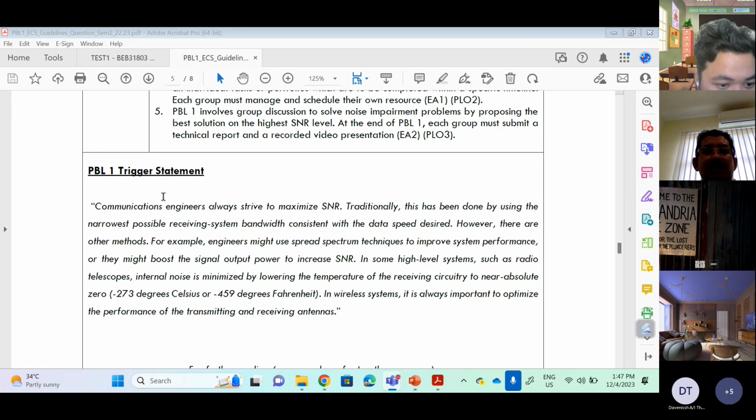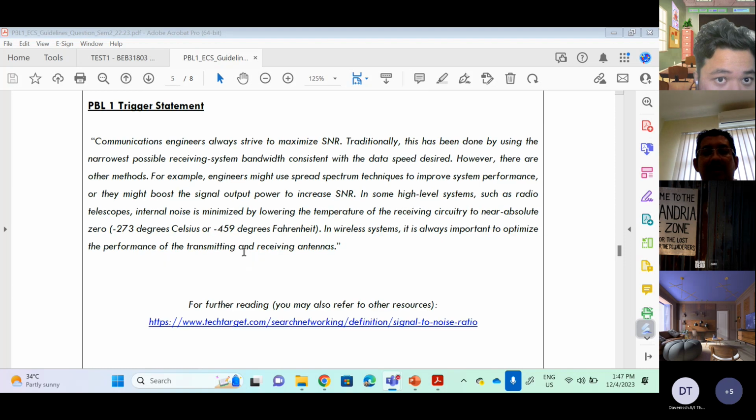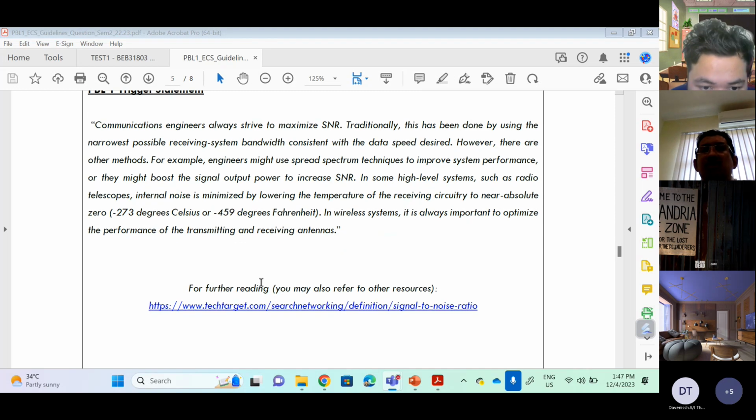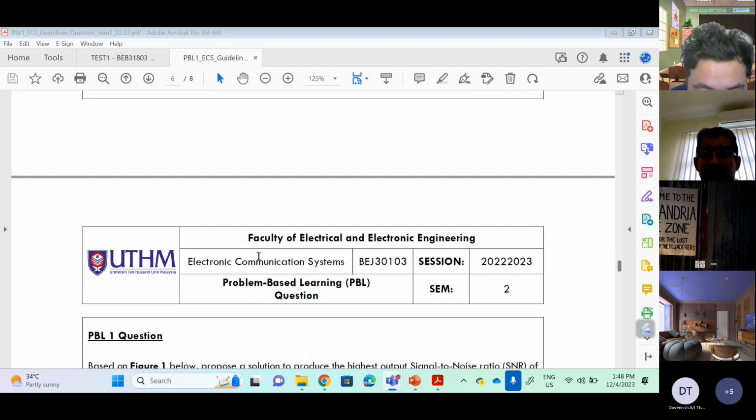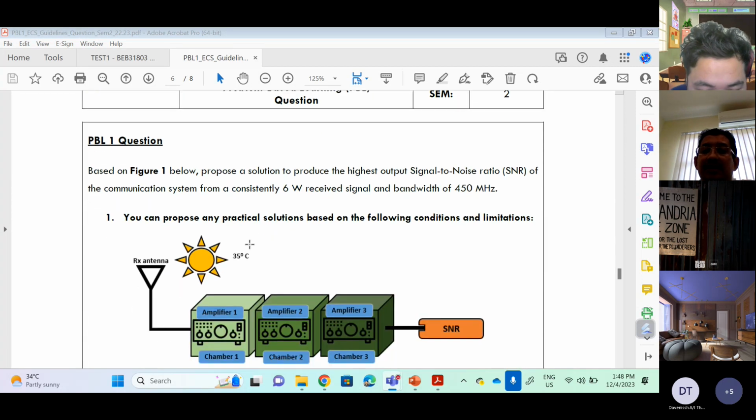So the first one is the trigger questions, trigger statement about the noise. So diberikan penerangan berkenaan dengan SNR dan perkaitan antara SNR dan juga noise. So ada diberikan link di sini berkenaan dengan SNR lah. Okay. So the issue is about a system. We plan to have a SNR as high as possible, and therefore we need to make sure that the noise must be as minimum as possible. Okay, so ini yang penting, ini yang saya nak terangkan lah.